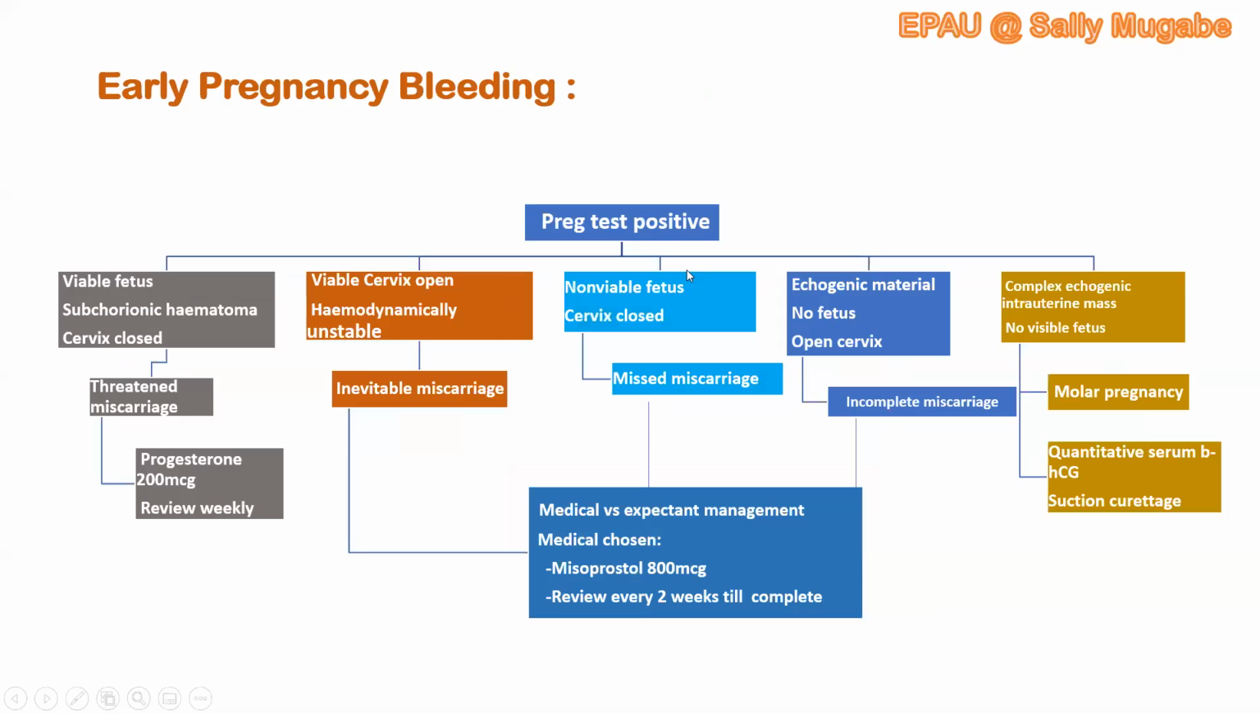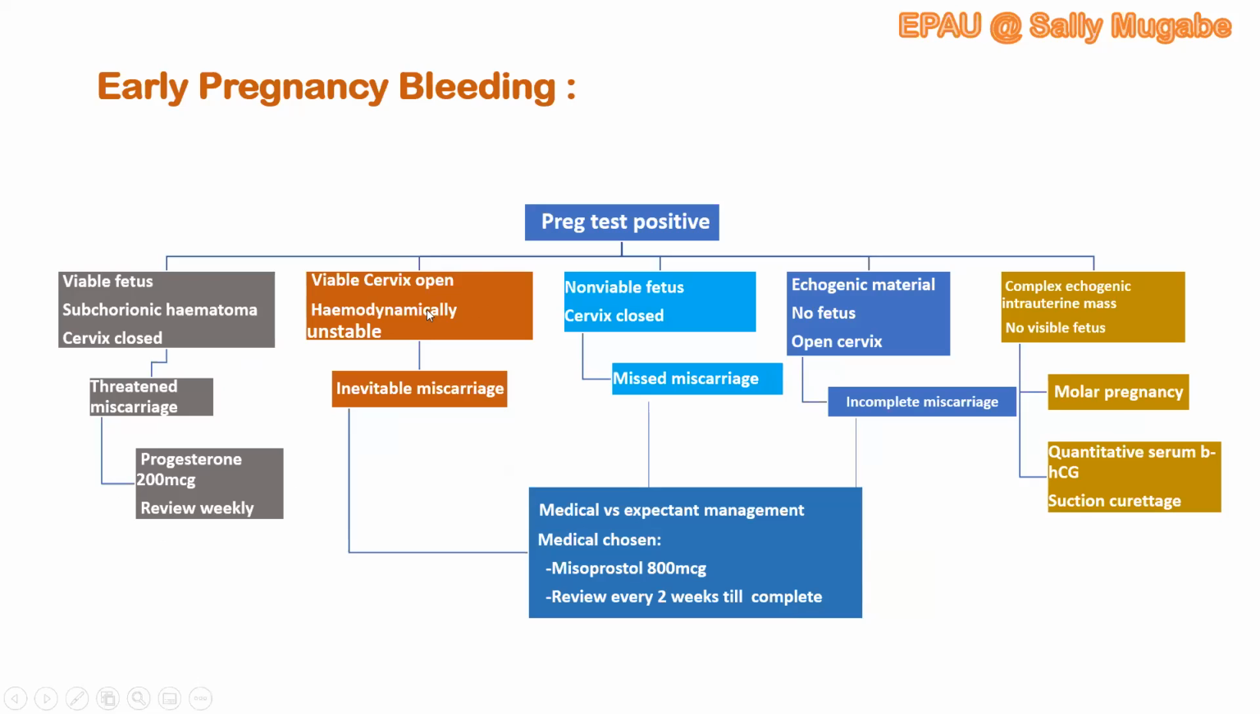Early pregnancy bleeding, pregnancy test positive. These are different scenarios that will come up. Pregnancy test is positive. Then we have a situation where there's a viable fetus, subchorionic hematoma, cervix closed. This is a threatened miscarriage. We give progesterone and we review the patient weekly in the EPAU.